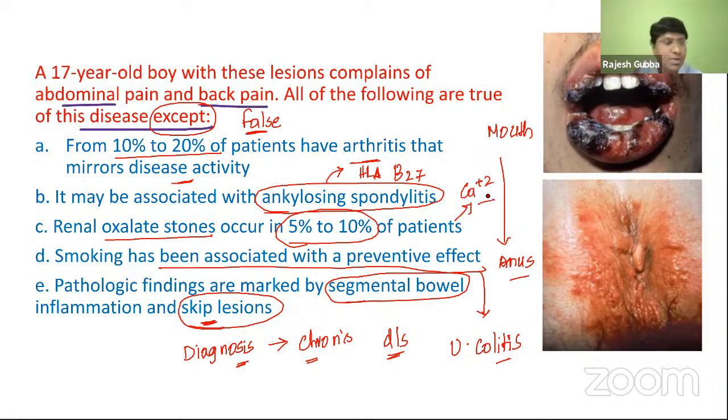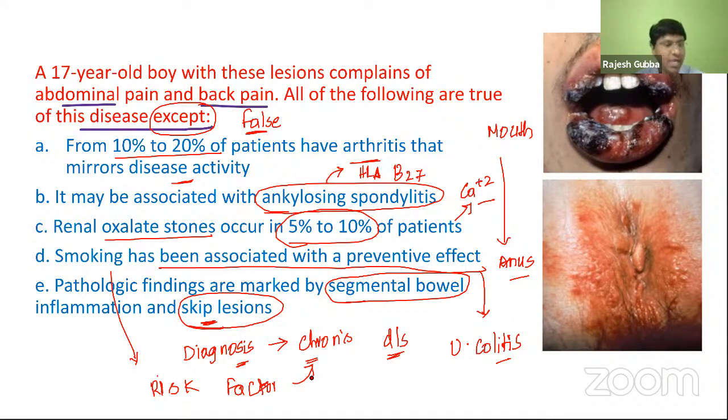Right? And they are due to malabsorption of the calcium in these individuals. Whereas you take ulcerative colitis, smoking appears to have some preventive effect in ulcerative colitis. Whereas in Crohn's disease, remember, smoking is a risk factor for the development of Crohn's disease. Okay, so that is one of the very important points.